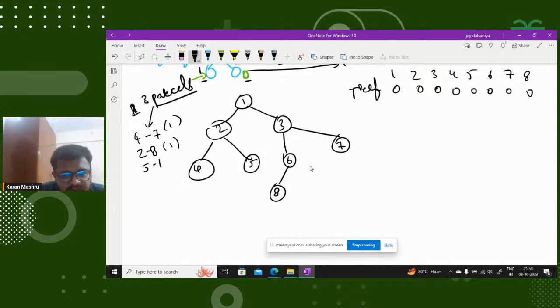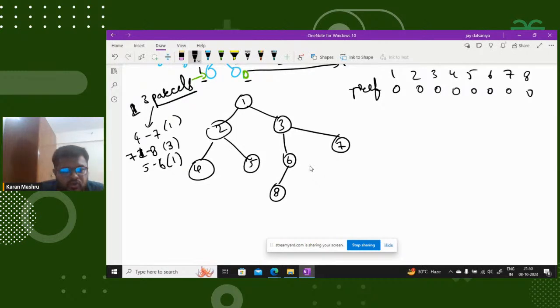Tell me something different. Let's take 7 to 8. The least common ancestor of 4 to 7 is 1, but for 7 to 8 the least common ancestor is 3, and for 5 to 6 the least common ancestor is 1. Is that okay? I wanted the least common ancestors to be different so that I could explain it properly.